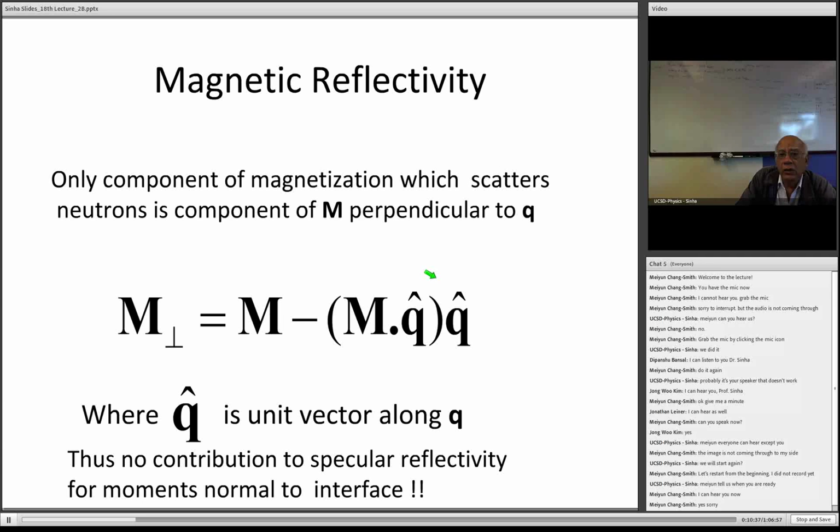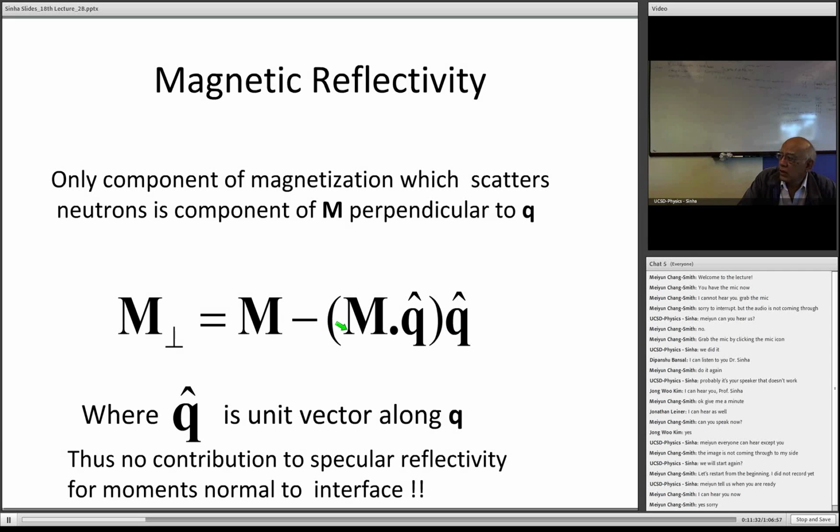Now, up to now, I've been talking about nuclear reflectivity, which is basically a scattering density profile just due to the nuclear scattering. If we want to add magnetic scattering and talk about magnetic reflectivity, then we have to recognize, from the theory of magnetic scattering which you've already had discussed in other lectures in this course, like the one by Colin Broholm at the beginning, that the only component of magnetization which scatters neutrons is the component perpendicular to the wave vector transfer q. And so we can write that component as m perpendicular and project out the component parallel to the unit vector along q, and this is the magnetization vector.